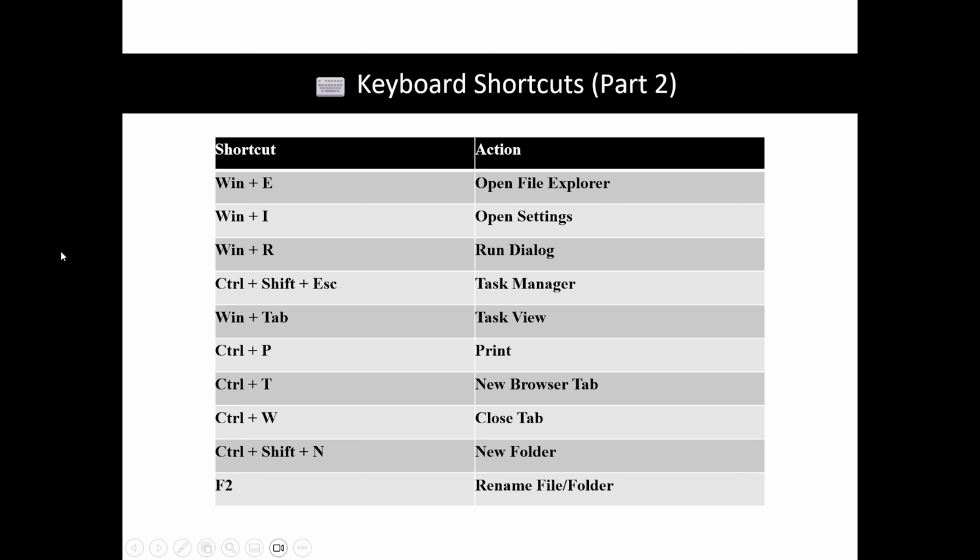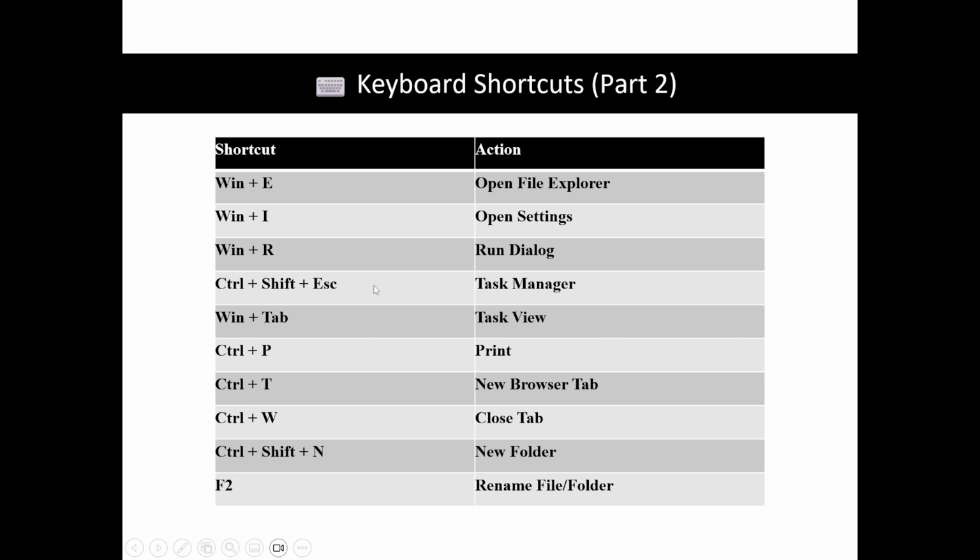The next one will be Windows E. Windows E is used to open your File Explorer. Then the 12th one will be Windows I. Windows I will be used to open the settings panel. Next is Windows R. Windows R is used to open the Run dialog box. With the help of the dialog box, you can run any program.